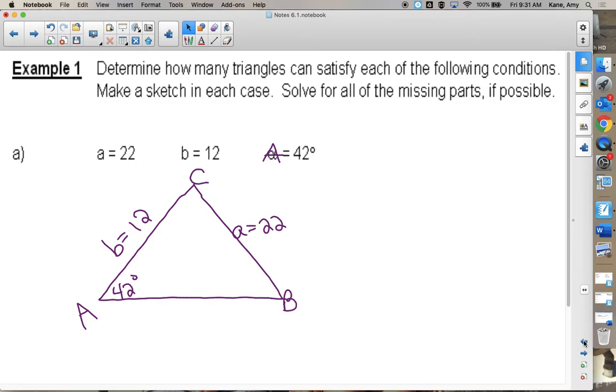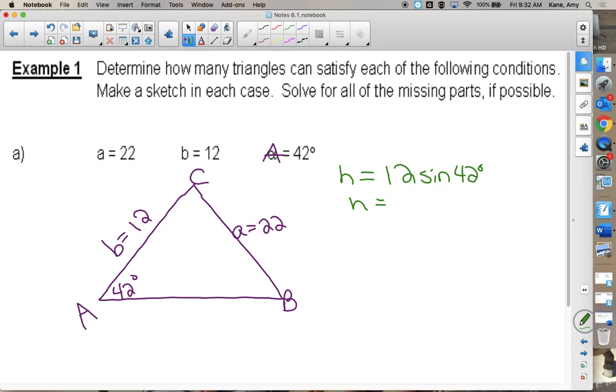So for letter A, I have a little diagram drawn over here. And calculating the height, we would have 12 times the sine of 42 degrees. And Colin, what'd you get for that height? I got 8.23.